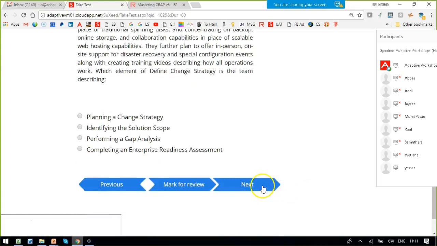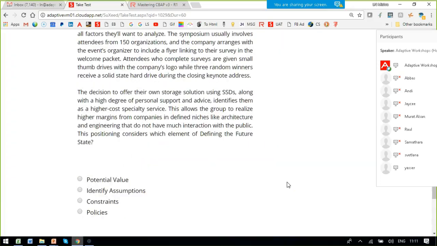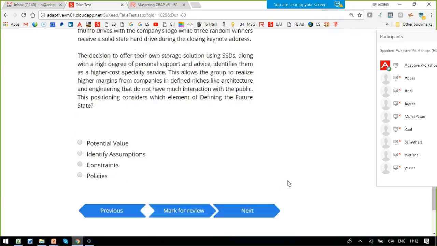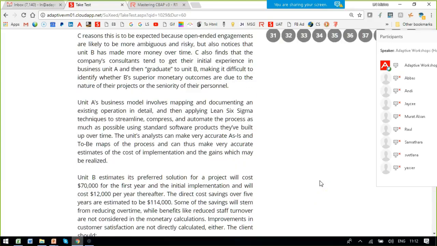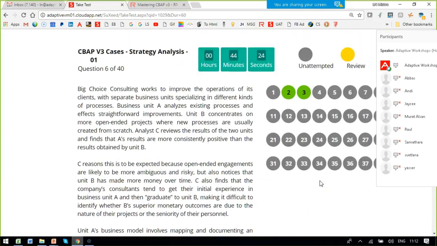Okay. Very right. Let me see if there is any other question here. Ah, okay, this is one more question. This one goes back to Abbas. Potential value. Right. So basically what you are trying to say is, what do we offer and how does it add value to the client? Okay. The next question would be far different. There is a mathematical problem. Maybe if time permits, we will take this up.